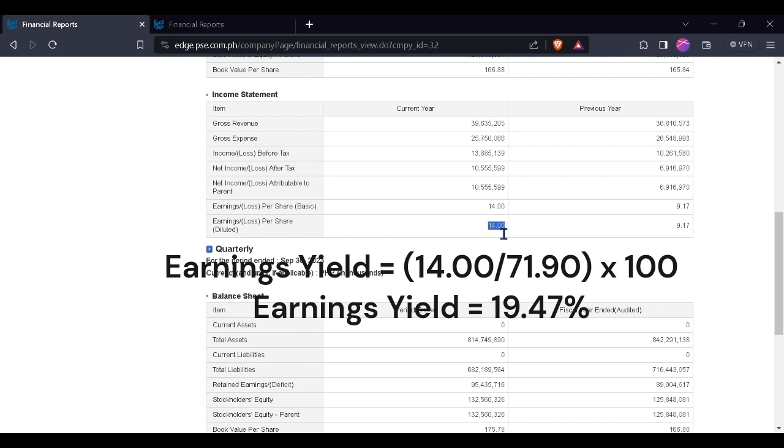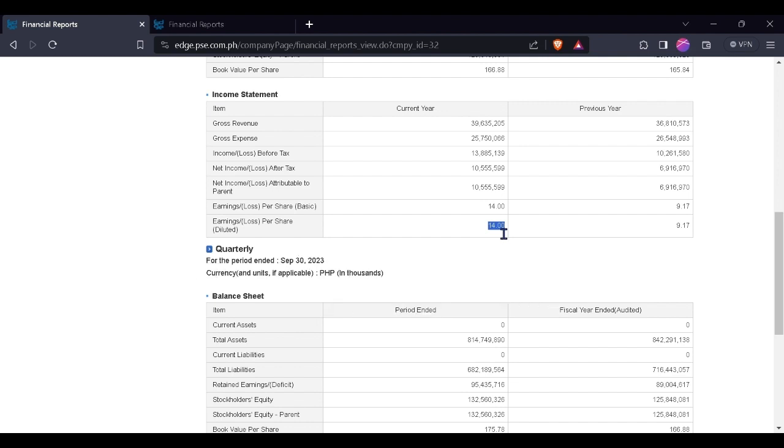So, to put that into perspective, within 5 years, if you invested, for example, 10,000 pesos at that earnings yield of 19.47%, that 10,000 pesos will earn an additional 1,947 pesos. So if you're going to compare that against the interest rates that we receive from the bank on an annual basis, it is very significant.